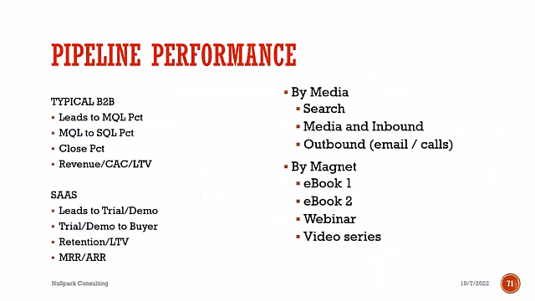Right near the end here, then you have the pipeline performance. The typical B2B metrics are here, SaaS metrics you want to track. But you want to do this by media, search, inbound campaigns, outbound, and even by which lead magnet works the best. What's our closing percentage from ebook 1 versus ebook 2? How did we do with the webinar? What did we do with those prospects? Did they become SQLs? Things like that. And even a video series is also. So you can track your magnets, track by mediums, combination, and measure all the typical pipeline metrics with those.